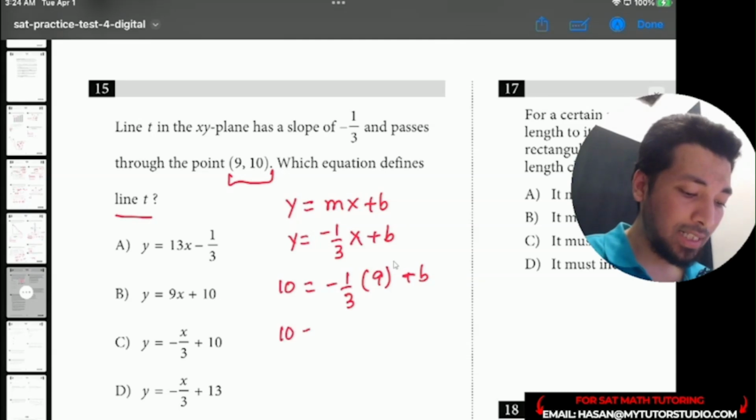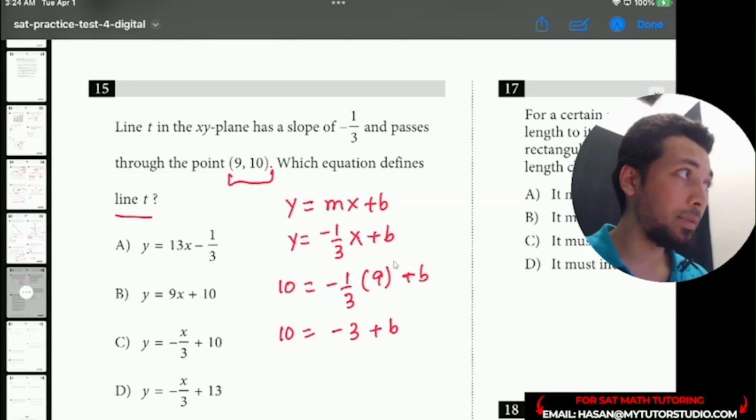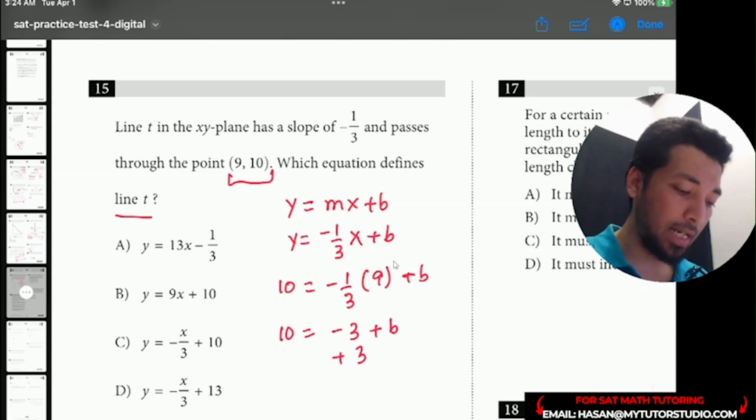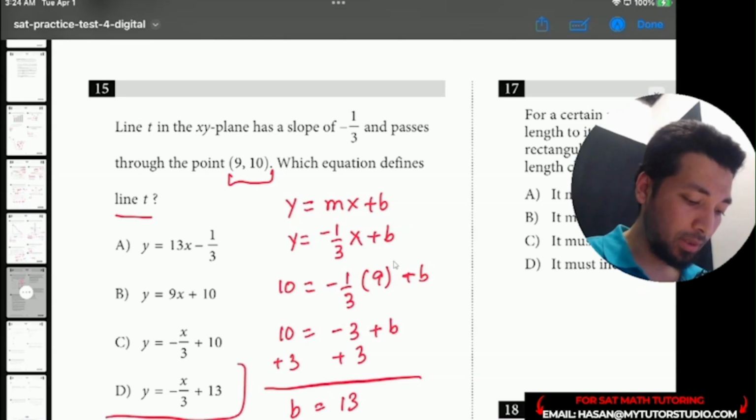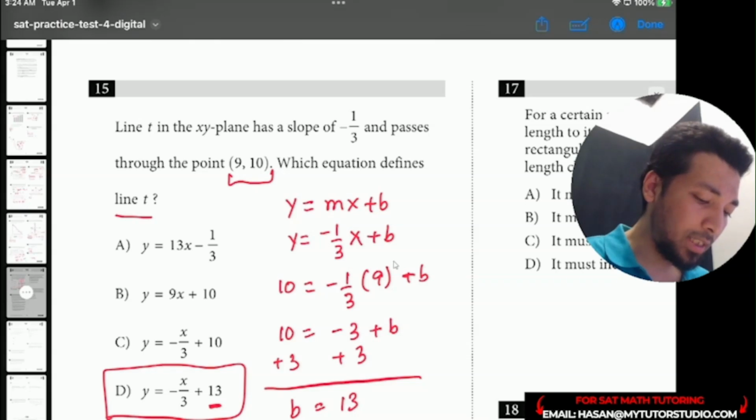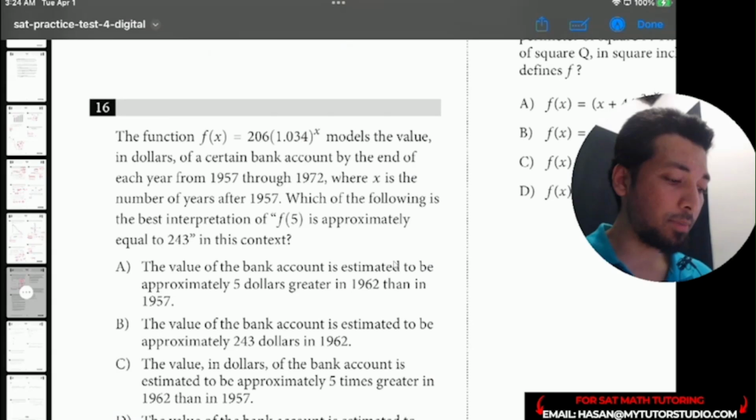So we have 10 is equal to negative 1/3 times 9, which is negative 3, plus b. So add 3 to both sides. We get b is equal to 13. So this is option number D. We have b equivalent to 13 and m to be negative 1/3. Perfect. Now let's look at problem number 16.